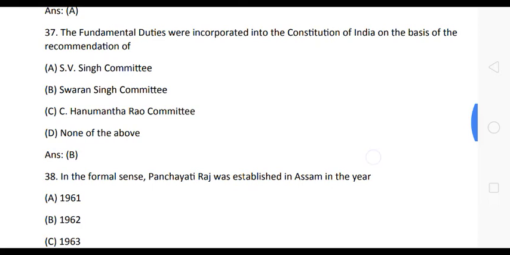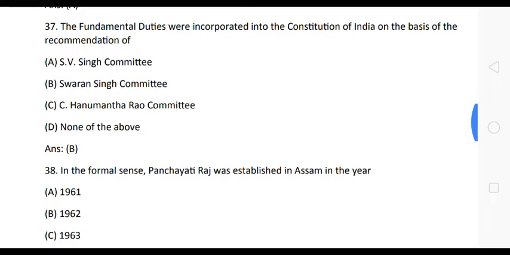The next question is, the fundamental duties were incorporated into the Constitution of India on the basis of the recommendation of, the correct answer is option B, Swaran Singh Committee. Very important question.